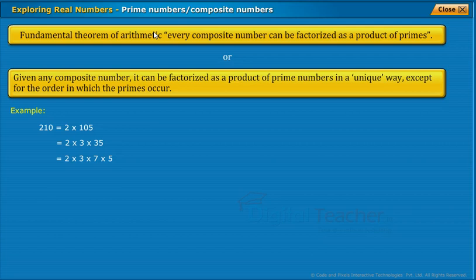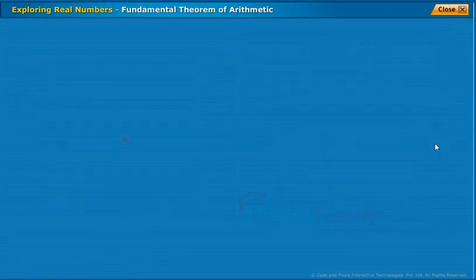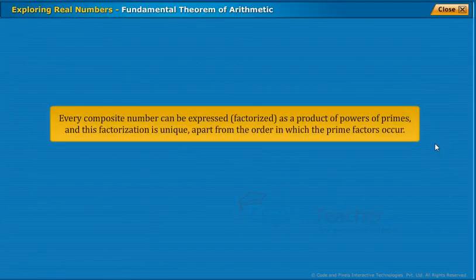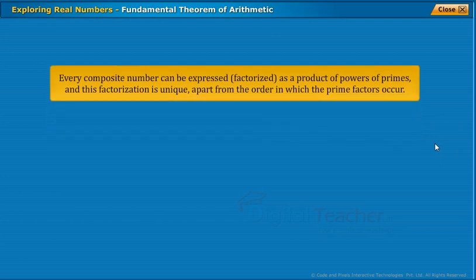Now, let us state the fundamental theorem of arithmetic. Exploring real numbers. Statement of the fundamental theorem of arithmetic. Every composite number can be expressed or factorized as a product of powers of primes, and this factorization is unique, apart from the order in which the prime factors occur.